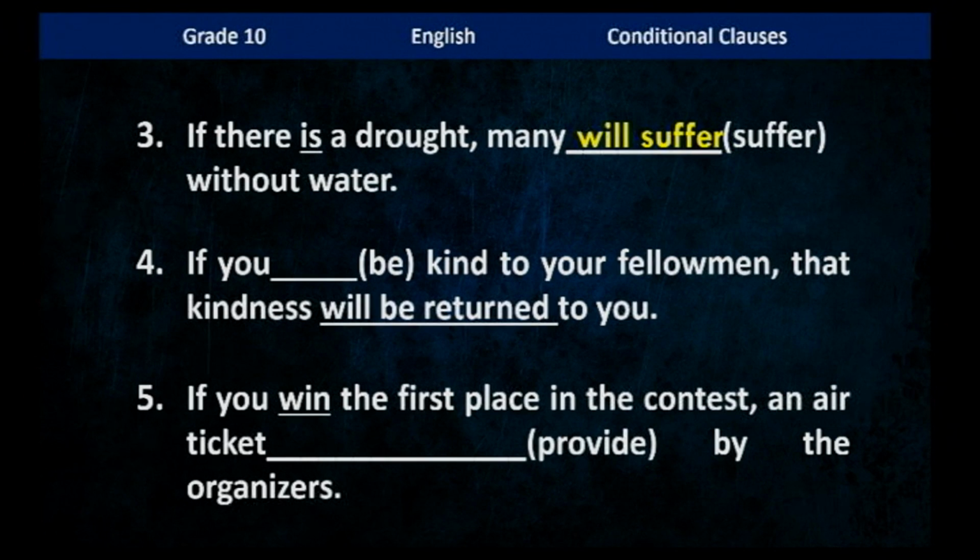If you be verb there, kind to your fellow men, that kindness will be returned to you. So we get the main clause, the result, will be returned. Then you know what is the if clause? Yes. Simple present. If you are kind to your fellow men, that kindness will be returned to you. Remember, when be verbs are there, for the present tense, am, is, are should be used.